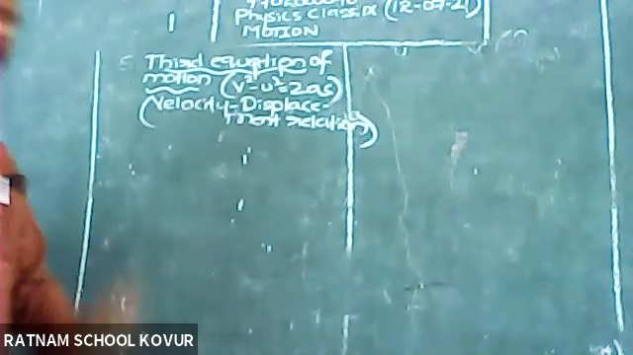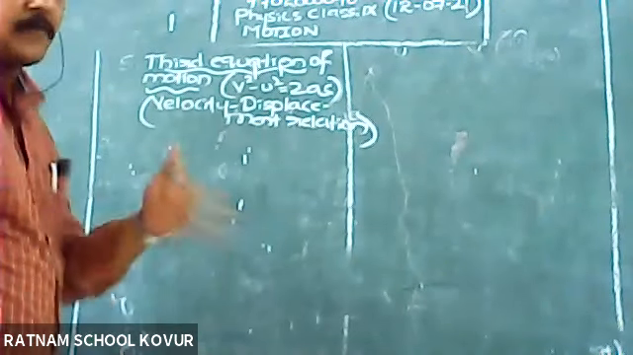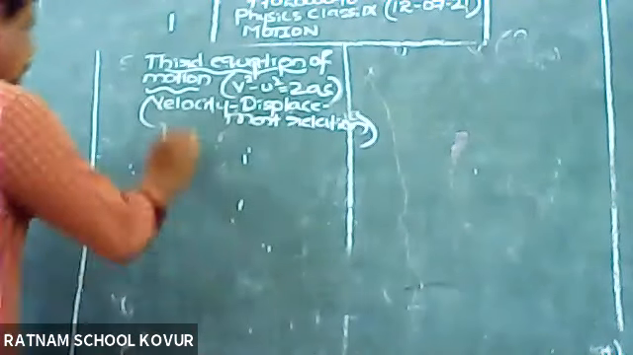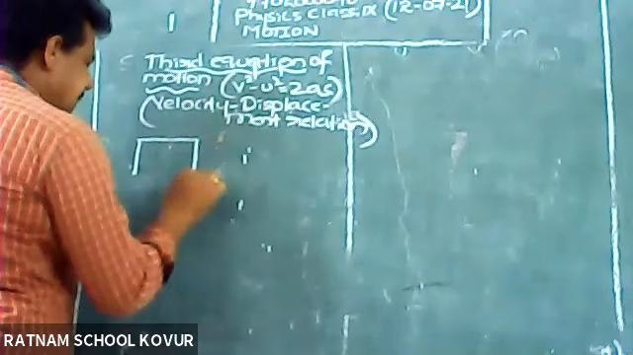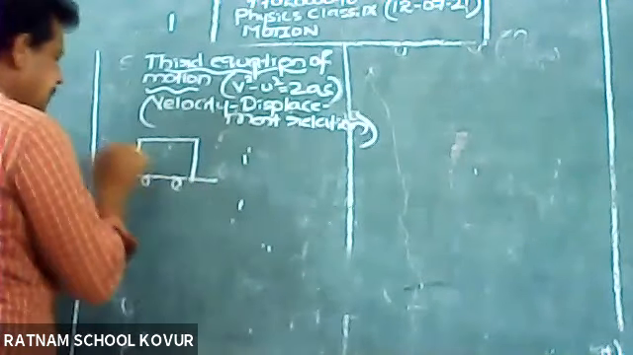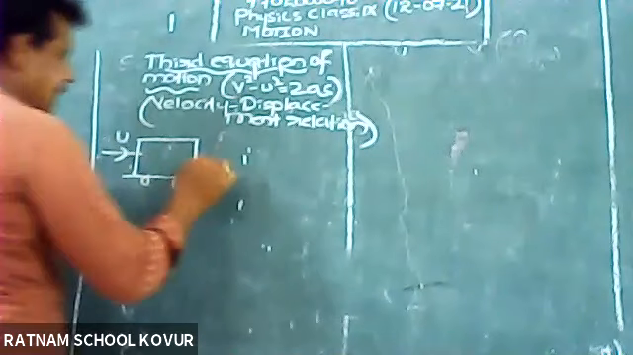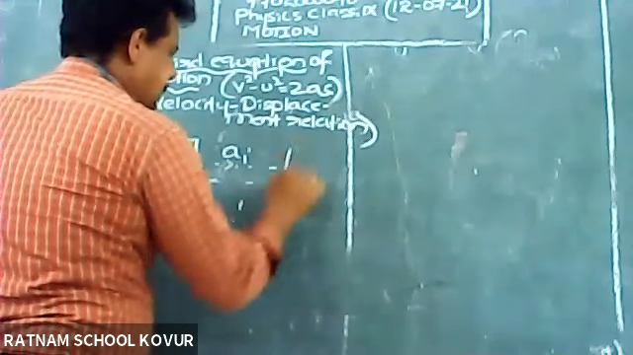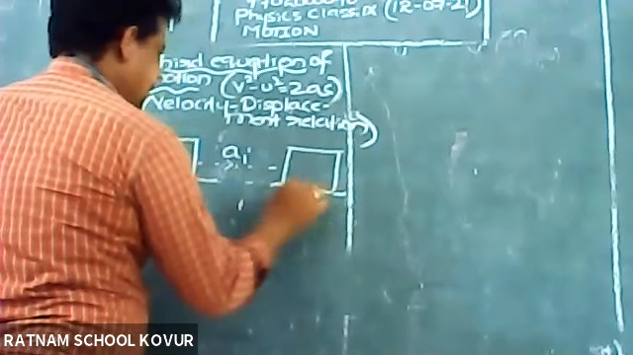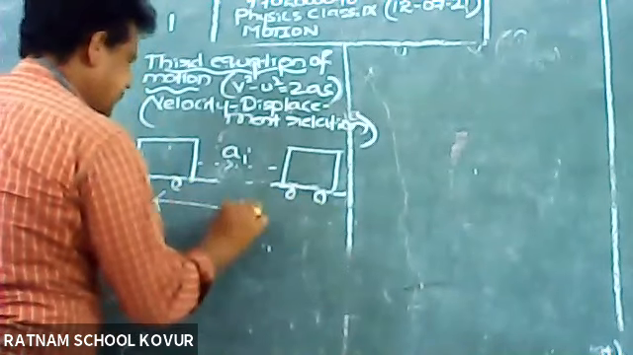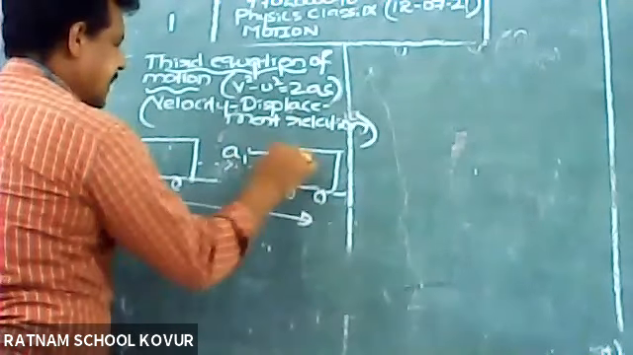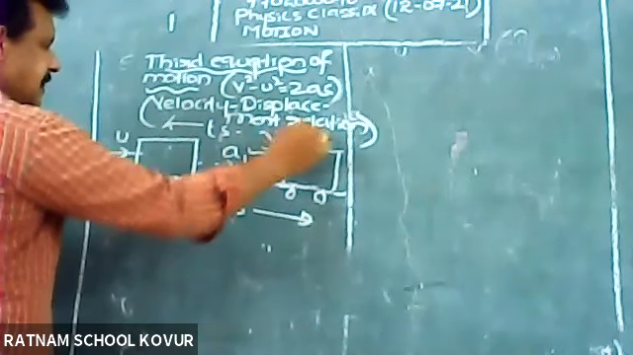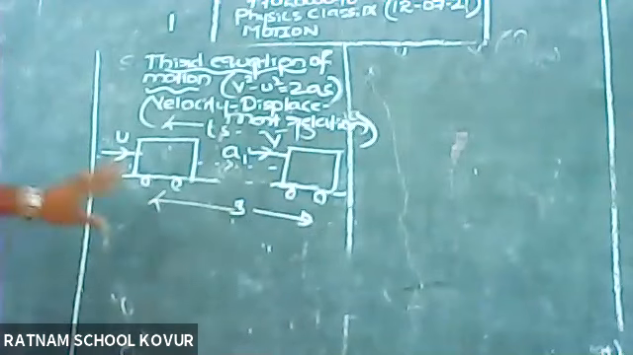Now here consider a vehicle in the same way. Every case the diagram is almost the same. So consider a vehicle which is moving with initial velocity u and it is moving with uniform acceleration a. After t seconds, it has covered the displacement s and it has attained final velocity v. Time taken is t seconds. This is the situation.